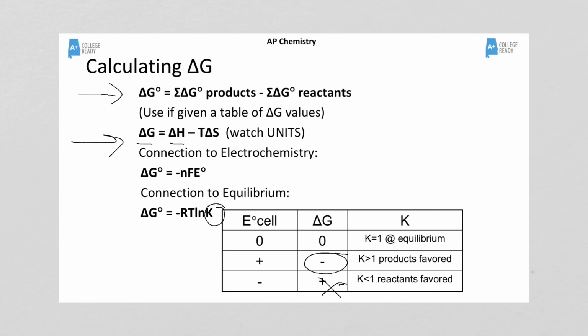Again, think of positive as an X. That means the reaction doesn't happen. And if we do have, like when we call our cell phone battery dead, it really just means it's at equilibrium. It's not producing any voltage, so we have 0 for delta G and the cell potential.